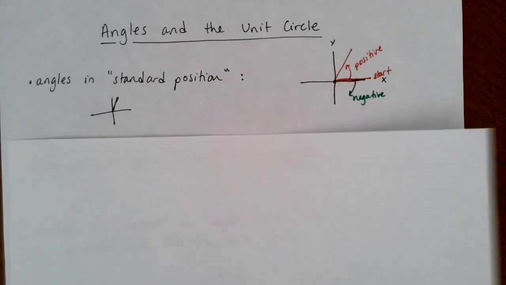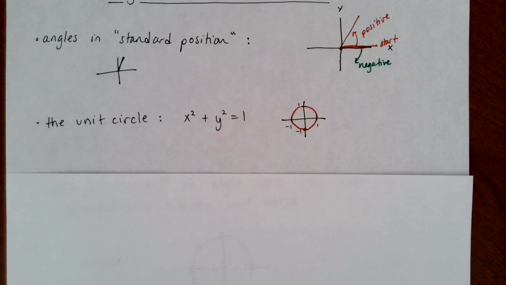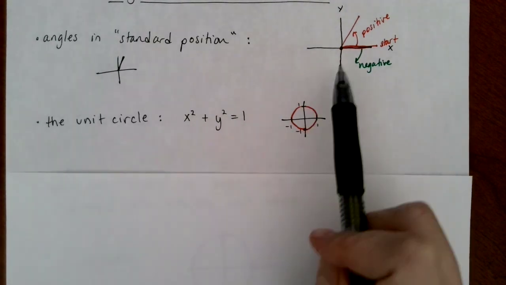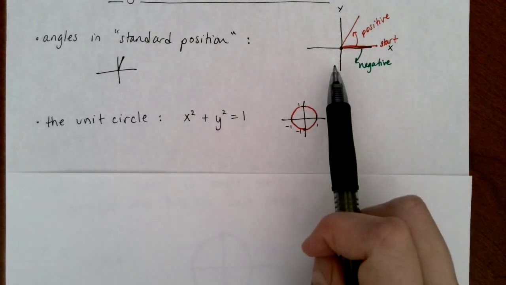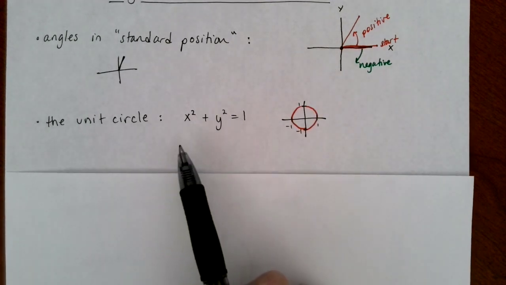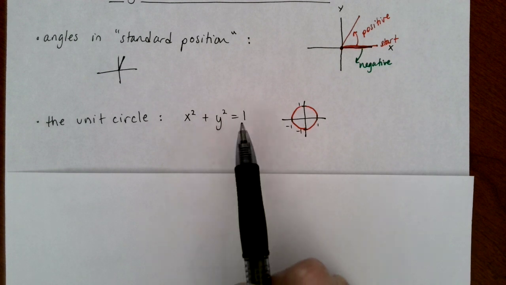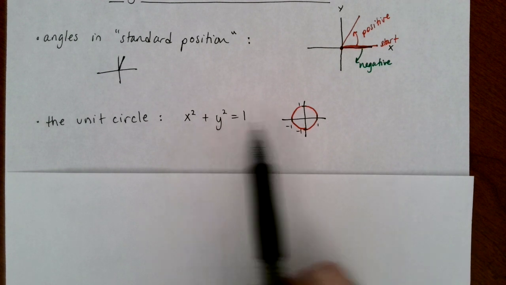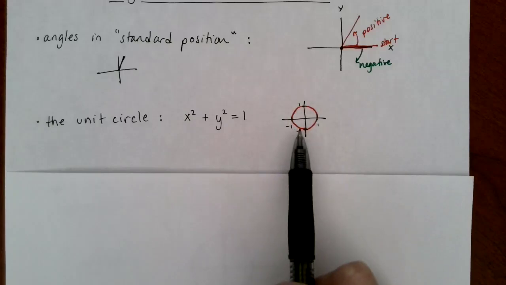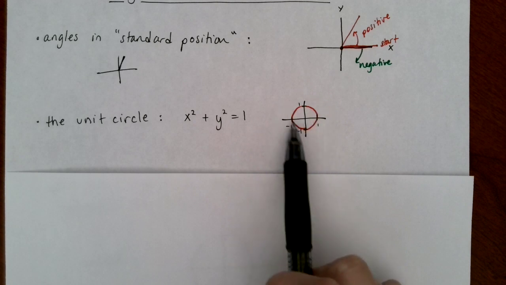Okay, so let's also talk about what the unit circle means. And for a moment, this is fully disconnected from what I was just talking about showing angles. So the unit circle is just one special circle. Its formula is x squared plus y squared equals 1. So if you graph it, it looks like this right here in red. So it's a circle centered at the origin with a radius of 1.